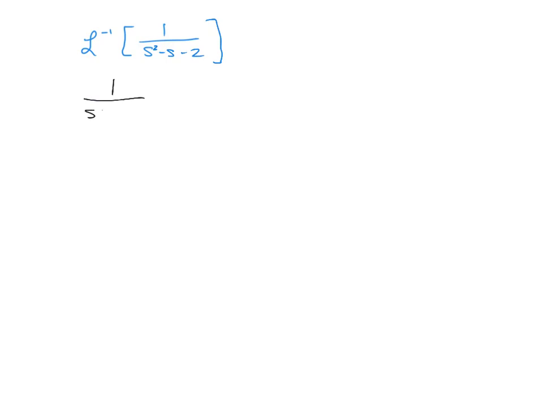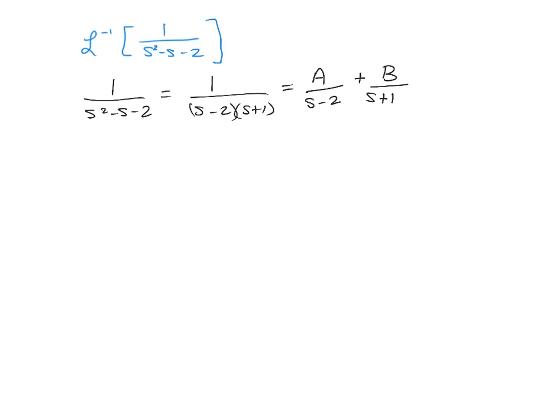over s squared minus s minus 2. And that factors very nicely as s minus 2 and s plus 1. The partial fraction decomposition for this is very simple because both factors are linear. It's just A over s minus 2 plus unknown constant B over s plus 1.